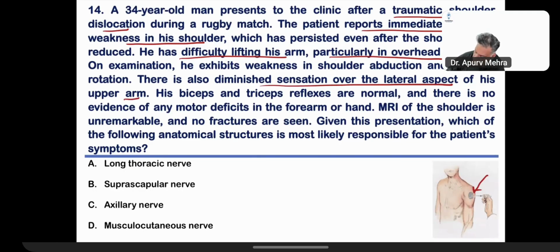They have shown the image here. His biceps and triceps are normal and there is no evidence of any motor deficit in the forearm or hand. MRI is unremarkable, no fractures are seen. Which of the following anatomical structures is responsible for the patient's symptoms? Axillary nerve damage.